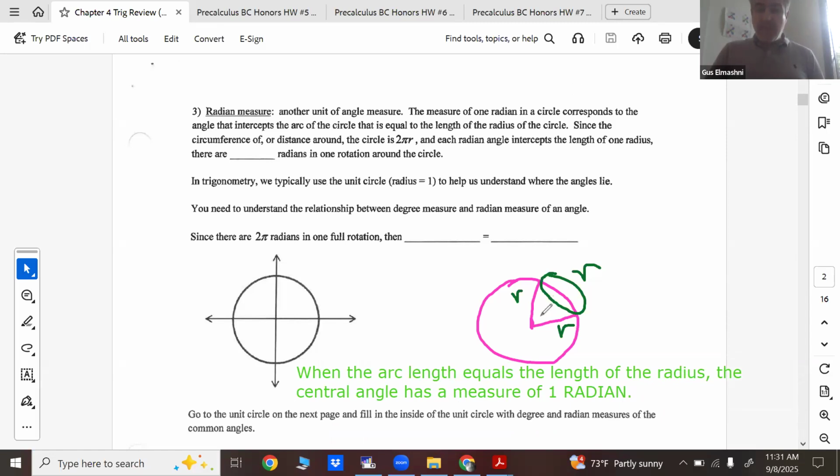So if I call this theta, you guys know about the Greek alphabets, right? Theta, all the other stuff, right? We're good at that. Cool, right? So theta equals 1 radian.